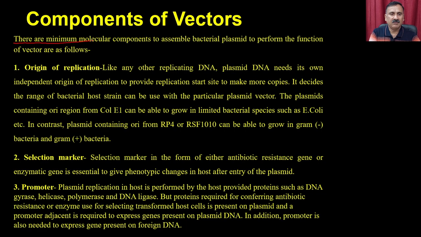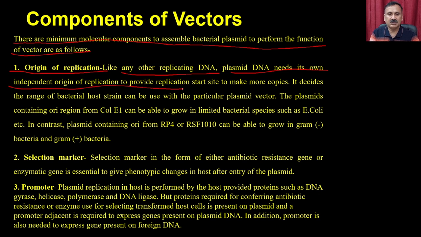Now, if I have to design a vector, what are the different components I should use? There are minimum molecular components required to assemble a vector so that it can perform its function. For example, it should have an origin of replication. Like any other replicating DNA, plasmid DNA needs its own independent origin of replication to provide the replication start site to make more copies.